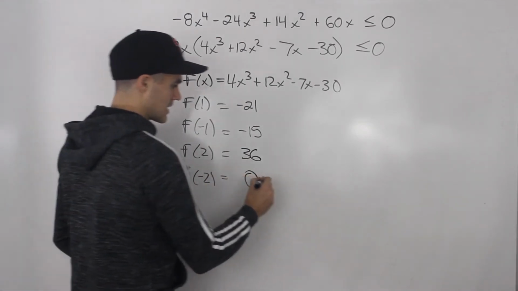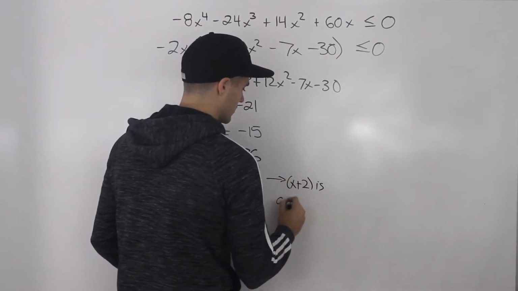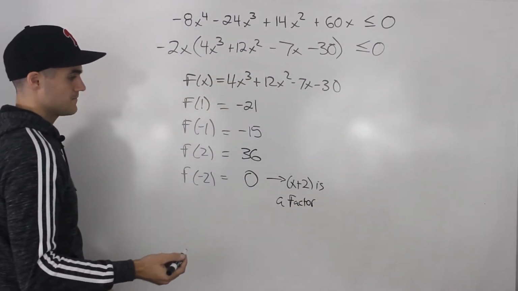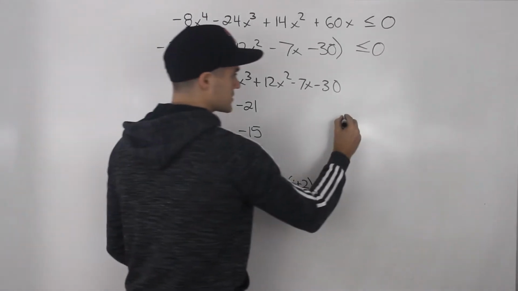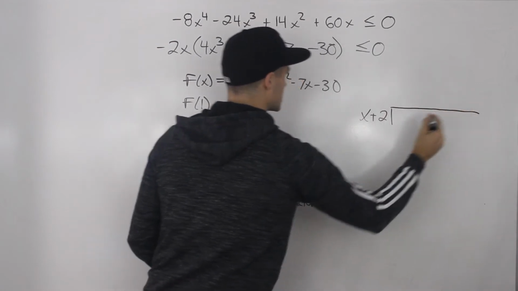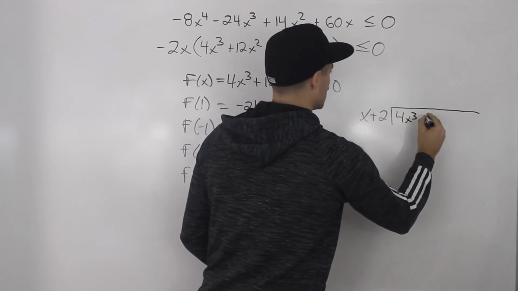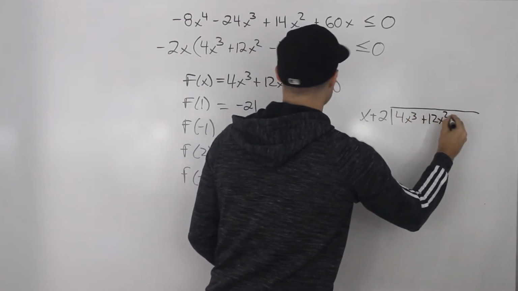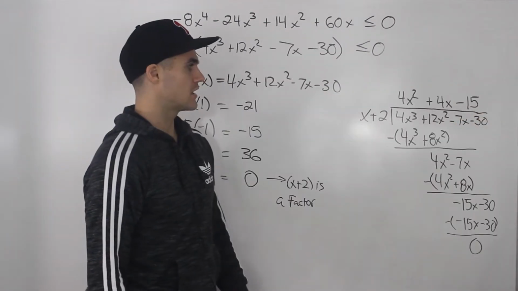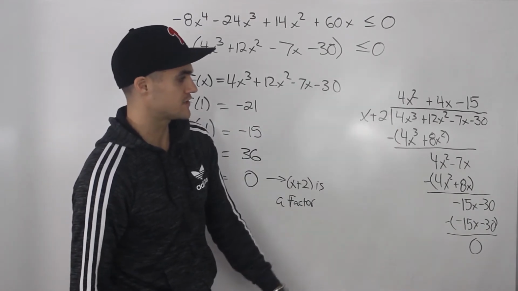So what that means is that x plus 2 is a factor by the factor theorem, right? So what we have to do now is take x plus 2 and see how many times it divides into this polynomial, 4x cubed plus 12x squared minus 7x minus 30. And when you do that long division, you end up getting this quotient here, 4x squared plus 4x minus 15.